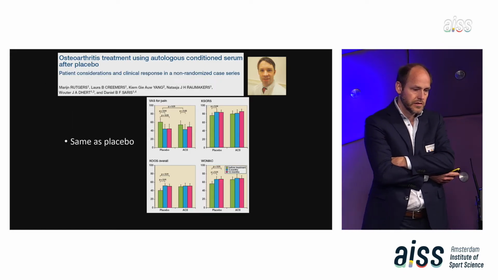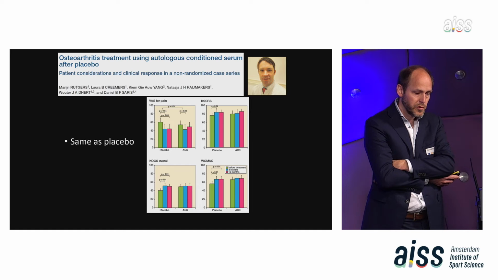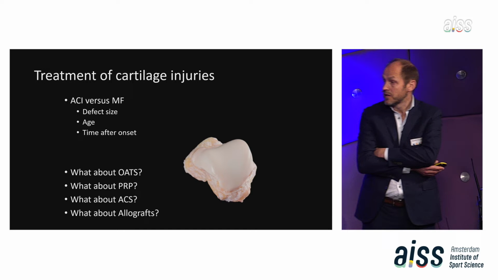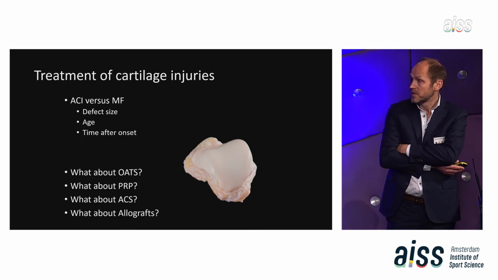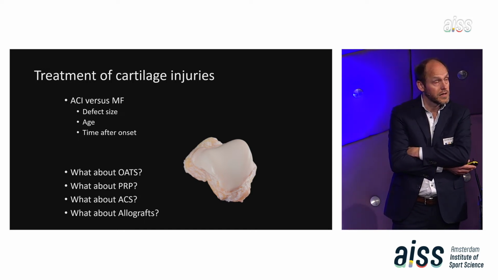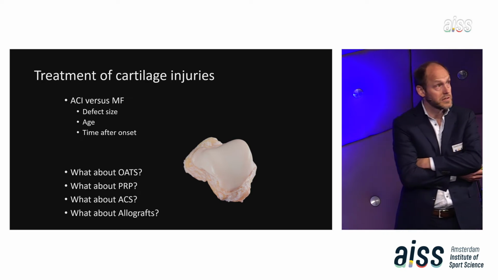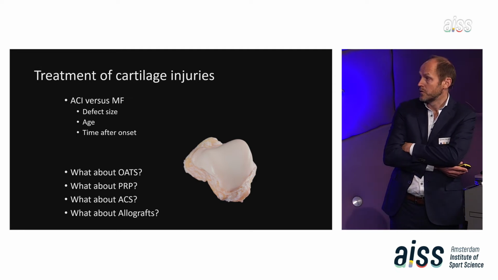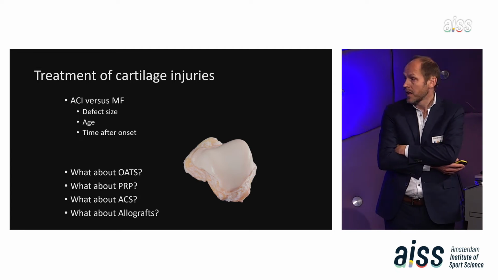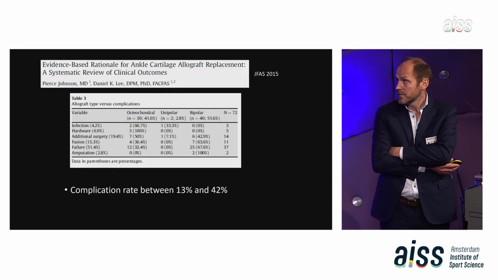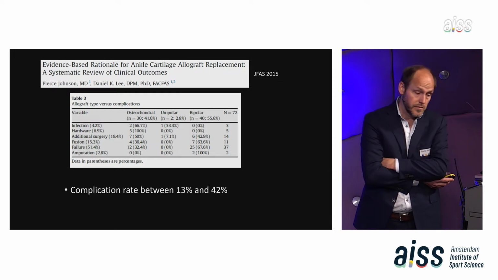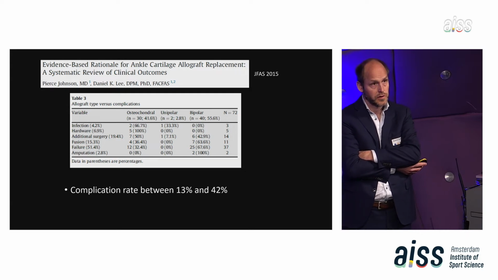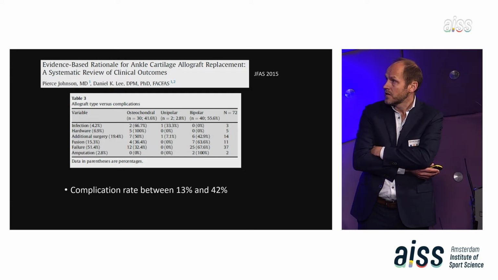Then there is the autologous conditioned serum, which has been proven to do the same as a placebo. And then other big surgery, such as allograft transfer. Since cartilage is barely alive anyway, you can harvest it from a deceased person and implant it in a live person. The bone cells will replace, and maybe the cartilage, but you mainly transfer the ECM. It looked promising initially, but it comes with a lot of complications. Rejection and infection complications up to 42%. So here's neither a solution.